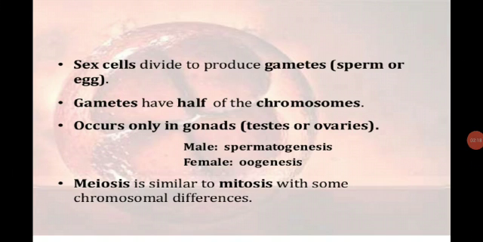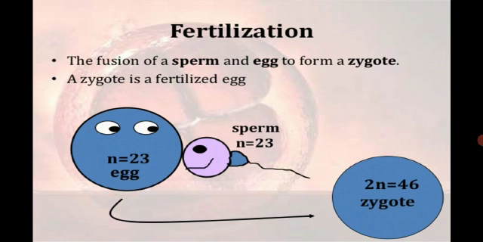And you know what are the gonads? These are the testes and the ovaries. Males have the spermatogenesis process which produces the sperms, and the females have the oogenesis process which produces the eggs in them. Meiosis is similar to mitosis with some chromosomal differences. And what is the fertilization? A fusion of a sperm and egg to form a zygote. The zygote is a fertilized egg.